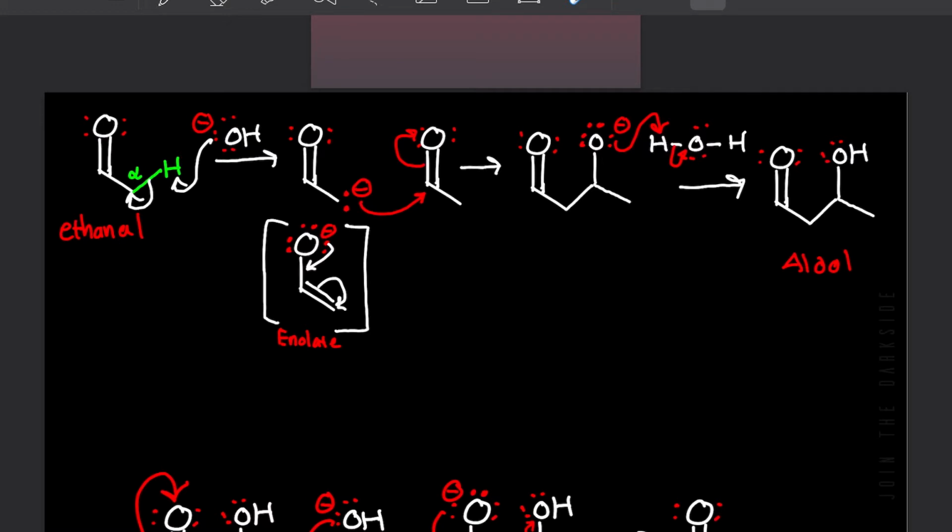This oxygen is going to have a negative charge because of the lone pairs it has. So this oxygen is going to attack the water molecule that we formed earlier, forming an alcohol right over here, and then we're going to be remaking our base.